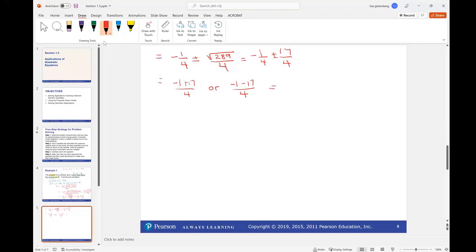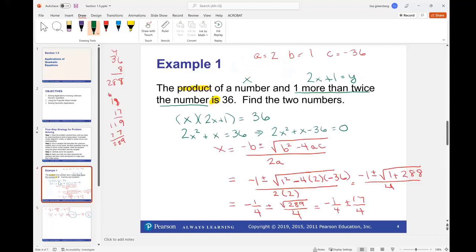So that's going to be minus 1 plus 17 is 16 over 4, which equals 4, or negative 1 minus 17 is negative 18 over 4. If I simplify that, I can divide the numerator and denominator by 2, and I get minus 9/2. So now I have the solution is either 4 or negative 9/2. So now let's go back and read the question.